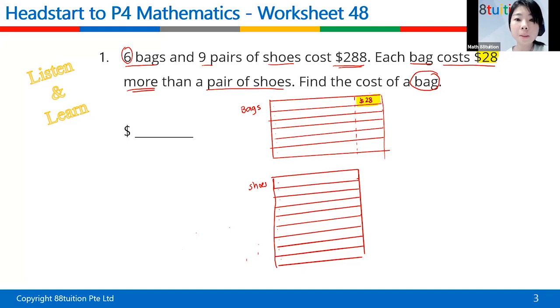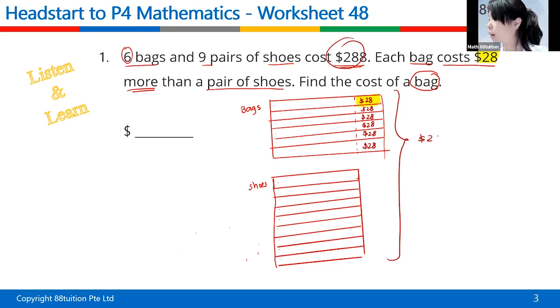Lakshana, agree? So I'm going to label 28 all the way down because we have 6 bags. The last important piece of information is the total amount of money, which is 288. Lakshana, are you familiar with this curly bracket that I've drawn? Yes. So that means the total for the 6 bags and 9 shoes is 288. We are good? Okay, so now we need to find the cost of one bag.